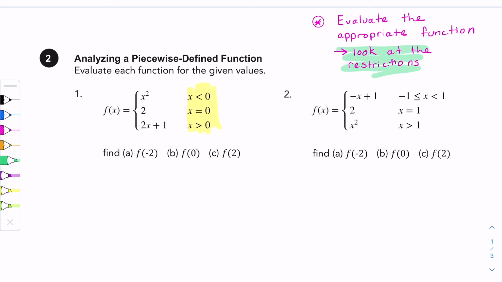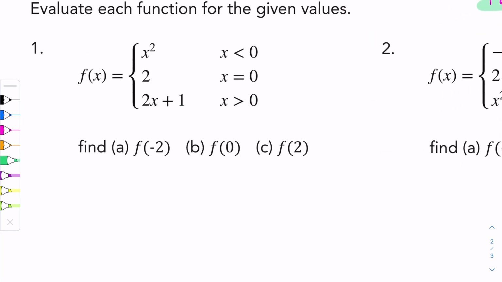For the first function, we have 3 separate functions. We have x squared restricted to values less than 0. We have a value of 2 restricted to the value at 0, and 2x plus 1 restricted to values greater than 0. So when we are evaluating a function, we need to make sure that whatever our inside value is, you match it with the appropriate restriction, meaning -2, is it greater than 0? I would say no.